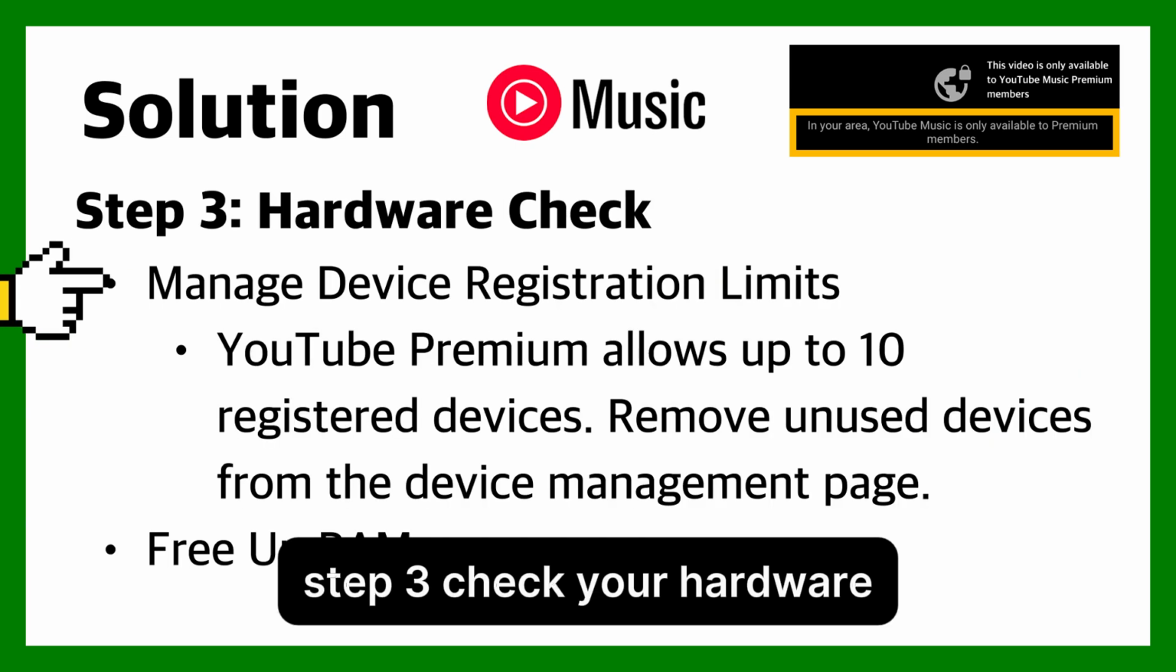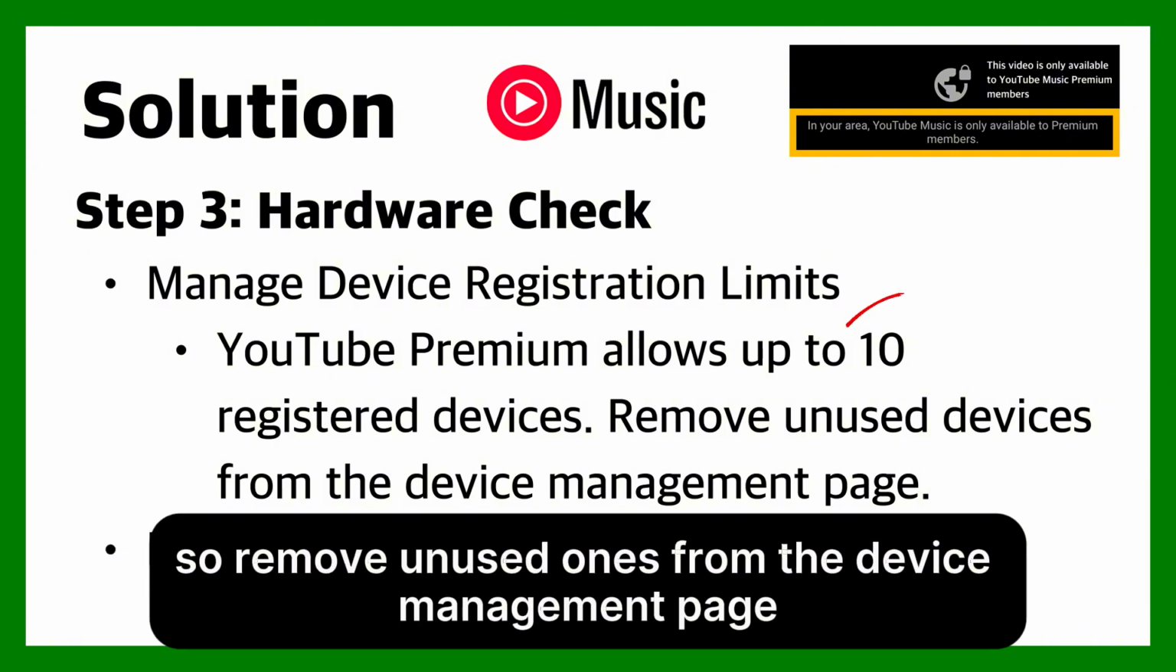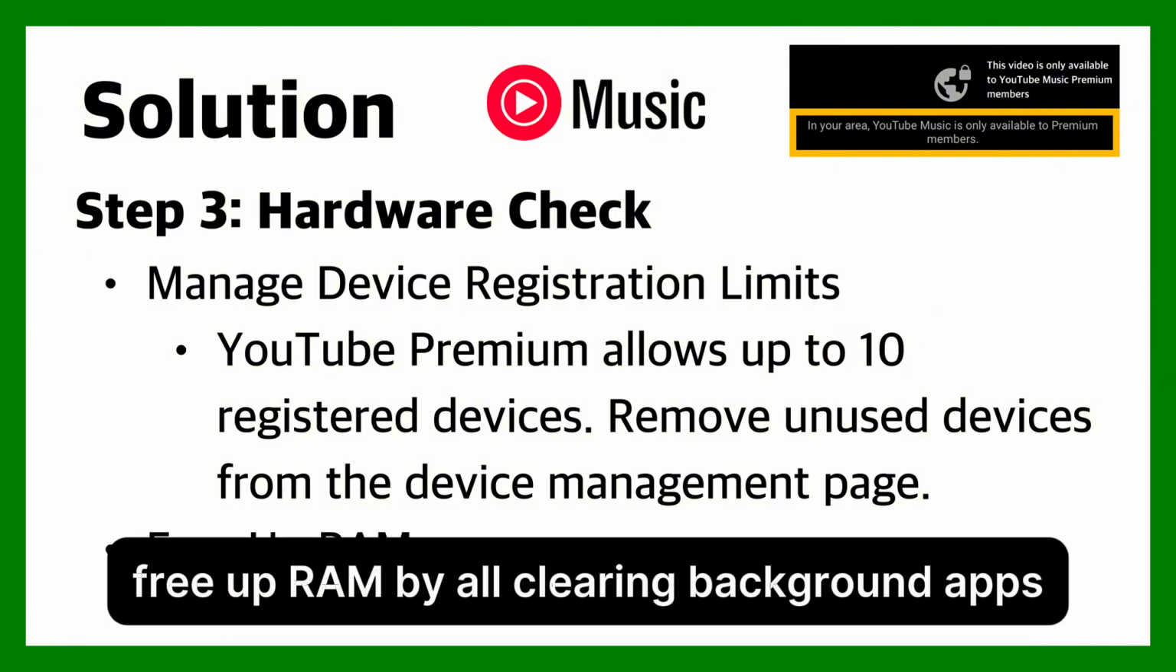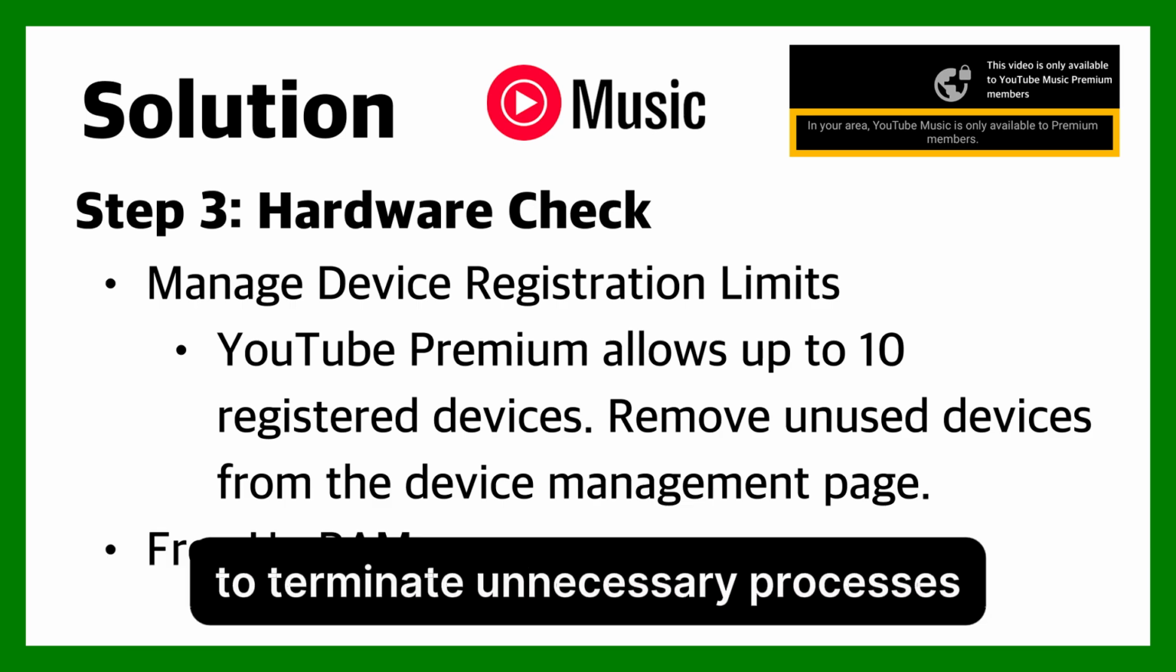Step 3. Check your hardware. YouTube Premium allows up to 10 registered devices, so remove unused ones from the device management page. Free up RAM by clearing background apps and checking running services in developer options to terminate unnecessary processes.